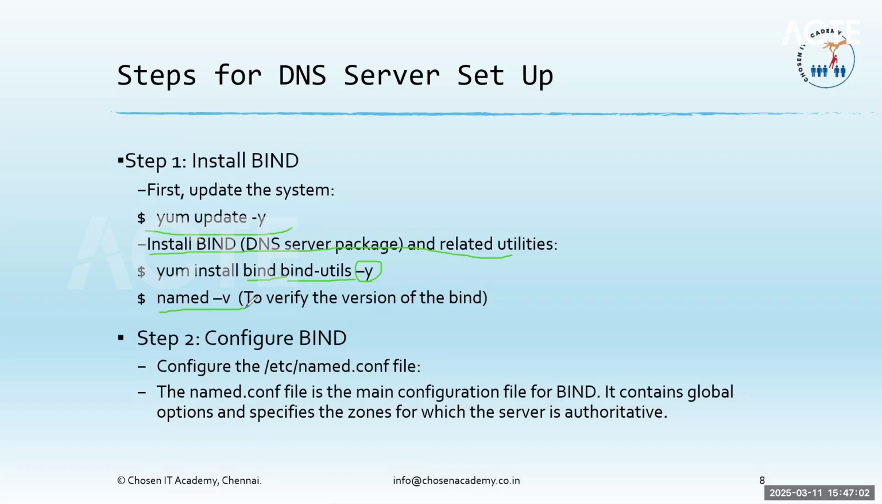It will tell us what the version is, whether it is successfully installed or not. And the next step is to configure BIND. The configuration file is present in /etc, named named.conf, and the named.conf file is the main configuration file for BIND. It contains global options and specifies the zones for which the server is authoritative.